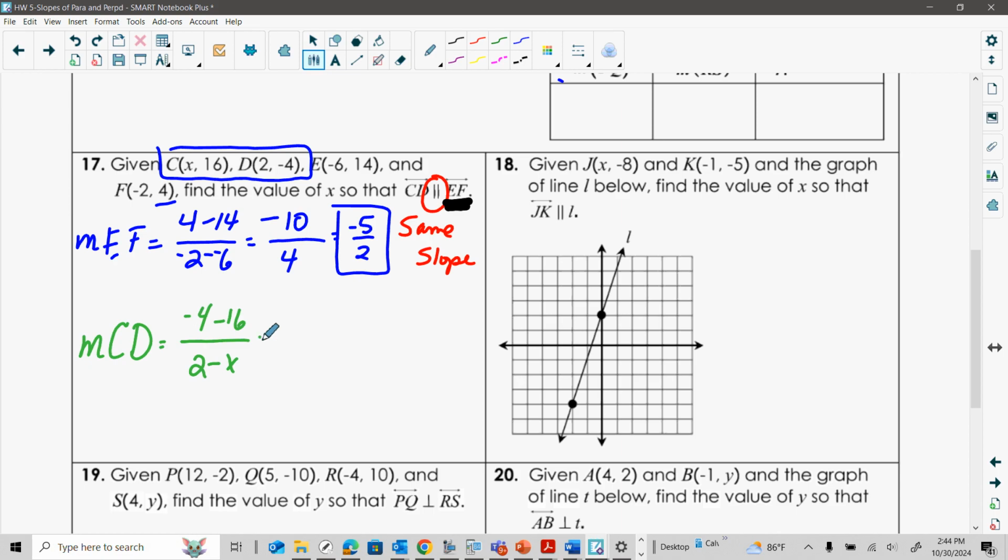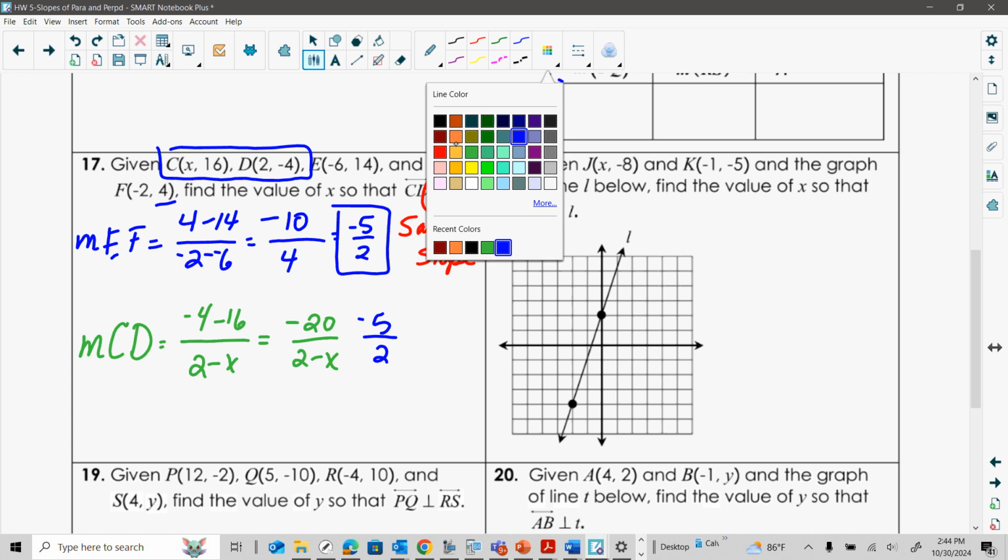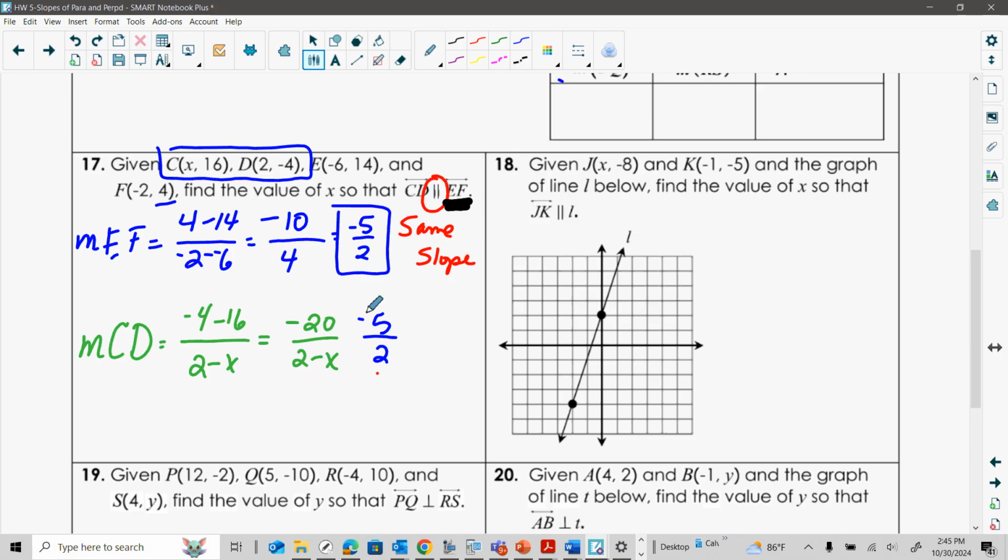If I simplify and do my math, the -4 minus 16 comes out to be a -20 over my 2 minus x. So I'm going to talk about different ways of working this out. We know it has to have the same slope, so it has to be a -5 over 2. So one thing I could do is look at how the numbers changed. We have basically a 20 on top that we have to reduce to get to this 5/2.